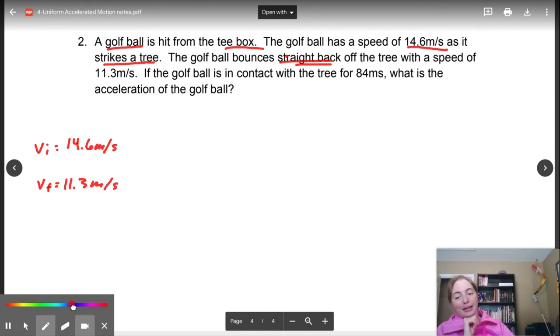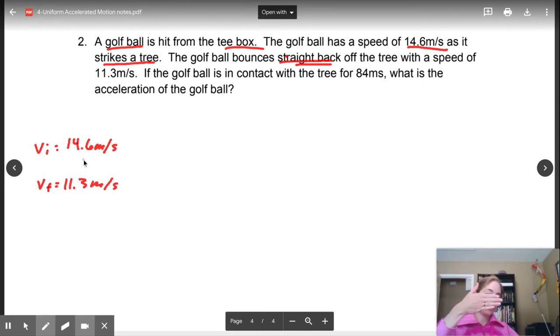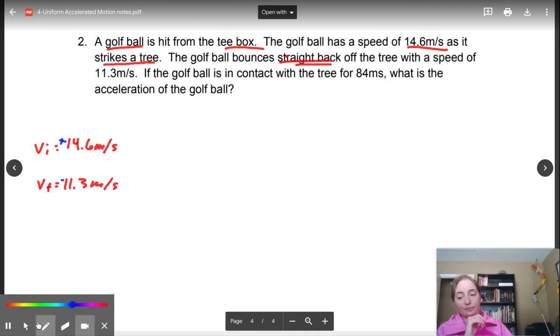Ladies and gentlemen, this 14.6 is going towards a tree. It bounces off the tree, and then it's coming backwards off the tree. So this one's going forward, and this one's going backwards. Okay? So, ladies and gentlemen, you really, really have to make sure that you watch those directions. It's really important. It's going to change everything you do with your question. It really matters.